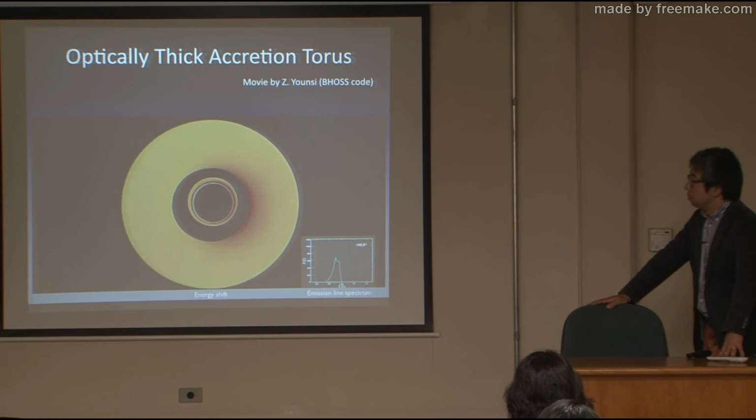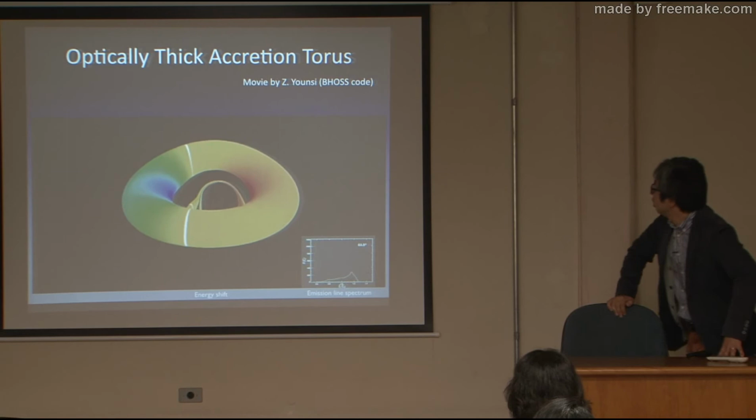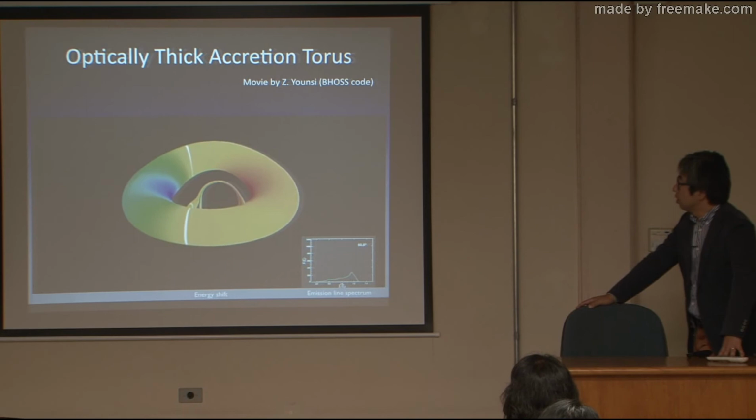So this is, I think, a Kerr metric. I forgot this one. So maybe the shadow structure is pure shear sheet. This is the Kerr metric used for this one. Then this is the optically thick accretion torus. This is one of the torus setups.